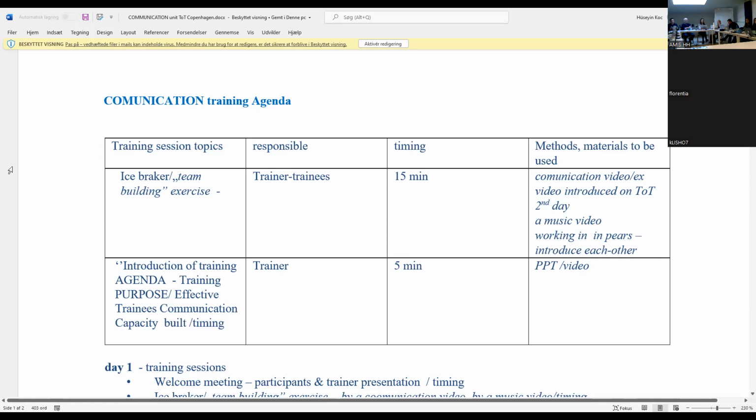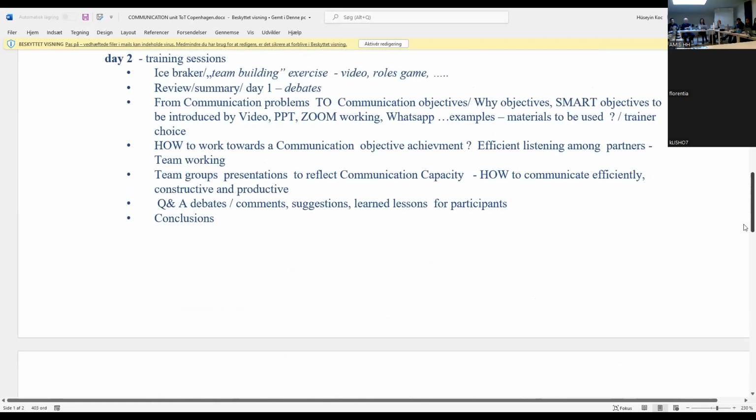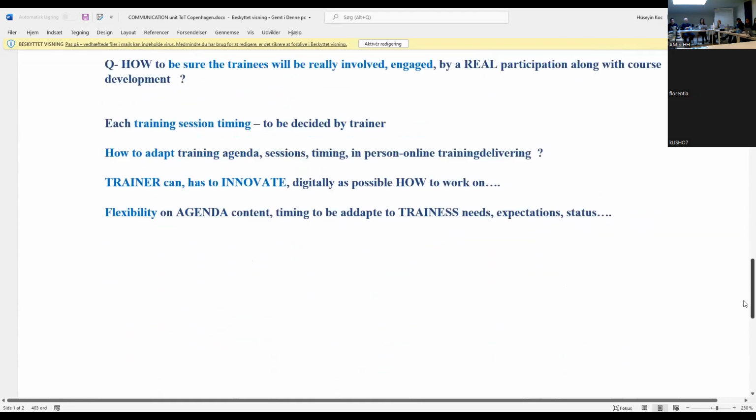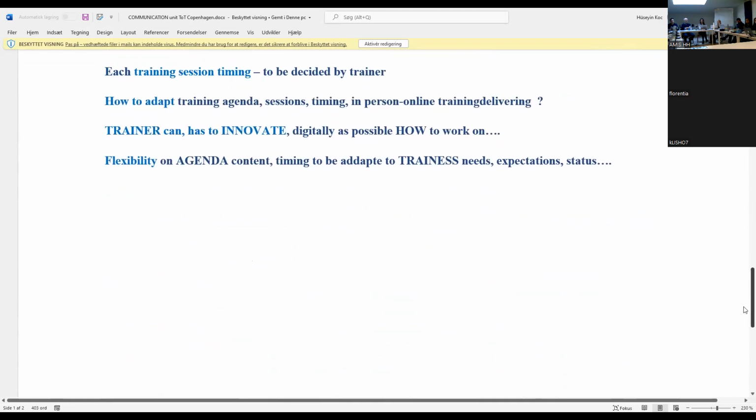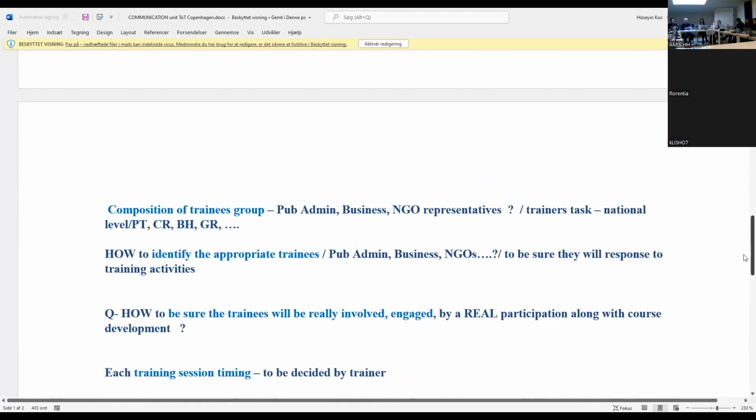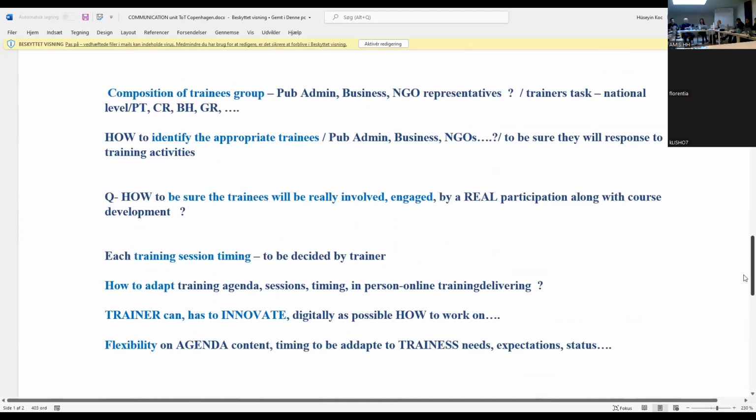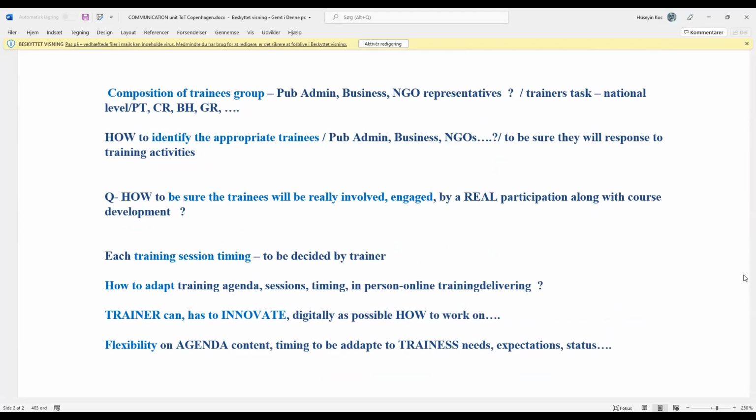This process should be learning by doing, in order to make the difference between training and lecturing. Learning by doing. You have to put your trainees working together. That's why team building, that's why communication, that's why project team working. So learning by doing process first. Second, you should take care about the composition of the trainees group.